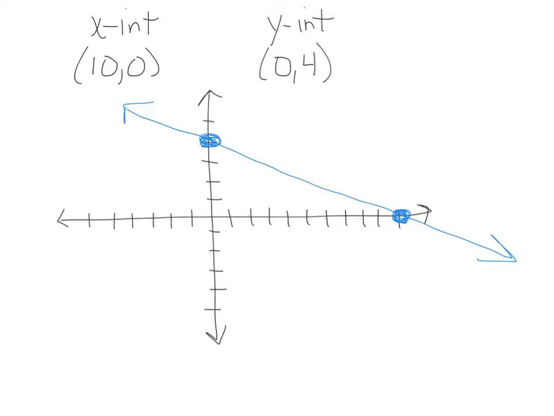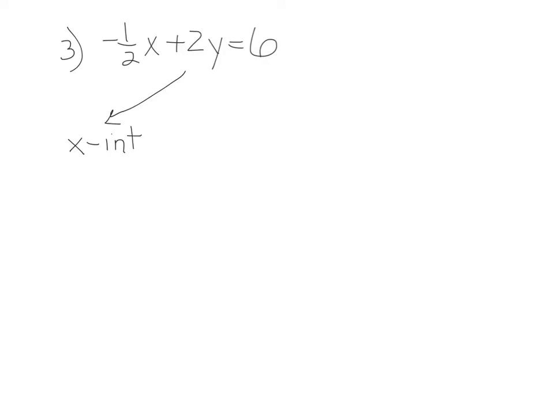All right, let's try another example. This is example number 3. Let's go with negative 1/2 x plus 2y equals 6. And let's try the new method. Remember, this is standard form: ax plus by equals c. So let's split this up into 2 problems. Let's first find the x-intercept, and then we'll find the y-intercept.